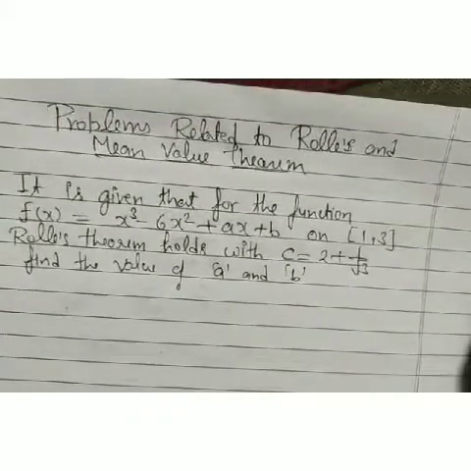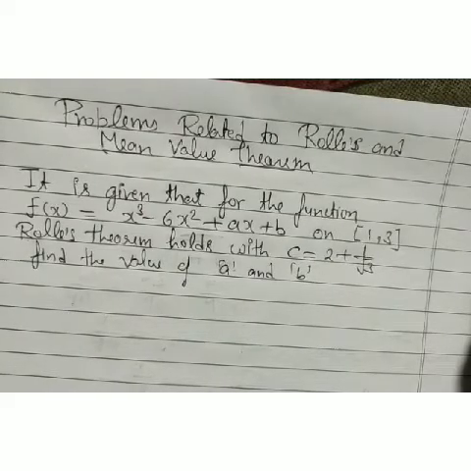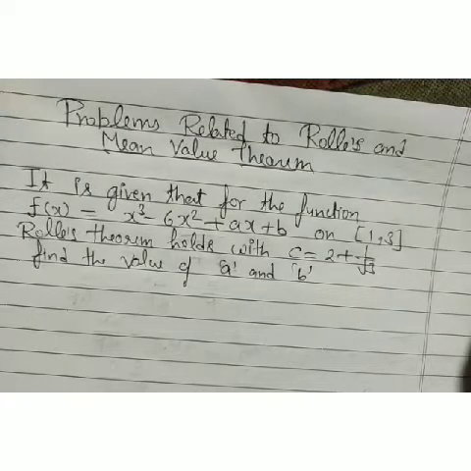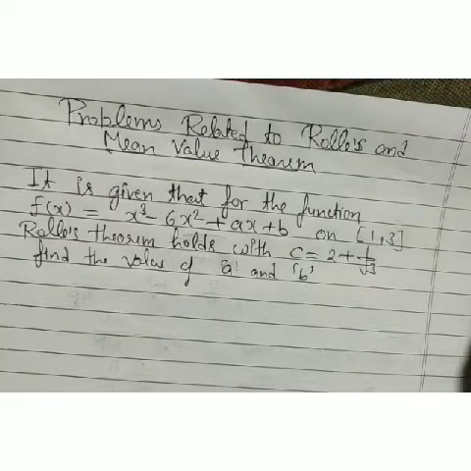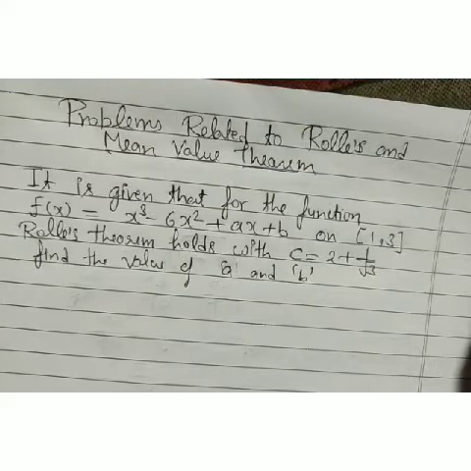Hi everyone. Yesterday we discussed Rolle's theorem and the mean value theorem. We discussed its statement, then its geometrical interpretation, then one or two examples. Now we have some more examples based on Rolle's and the mean value theorem.